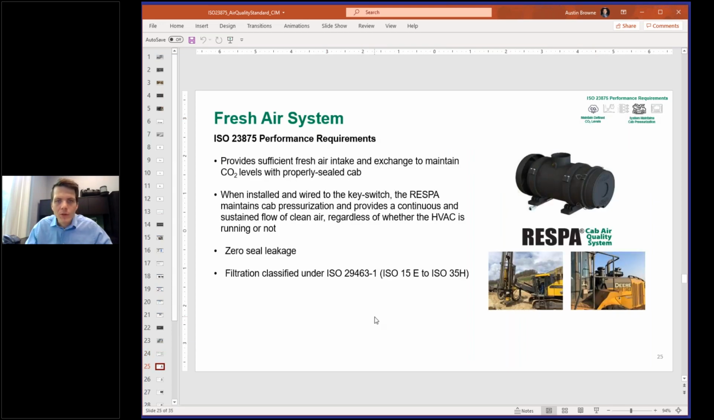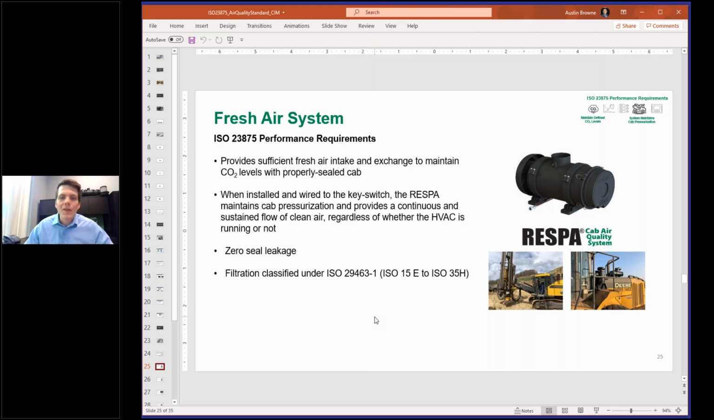One of the first ways to address both CO2 levels as well as cab pressurization is to ensure that the piece of heavy machinery has a fresh air system. Fresh air systems essentially provide enough fresh air intake to exchange the air inside of the cab to maintain proper CO2 levels if that cab is properly sealed.